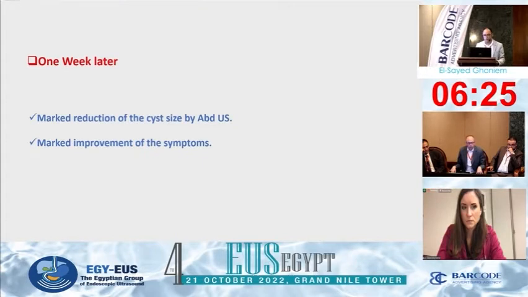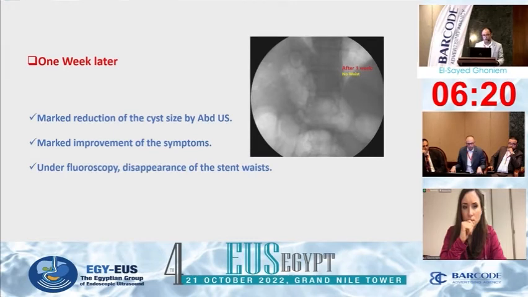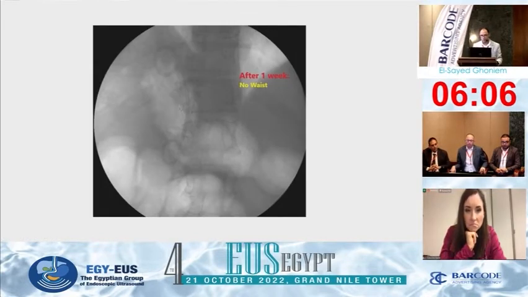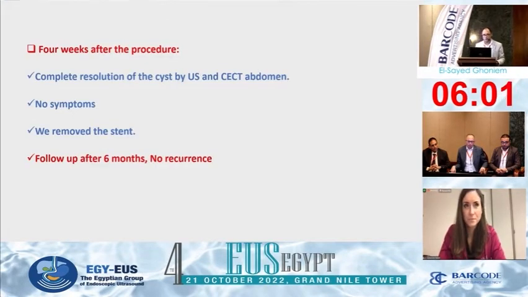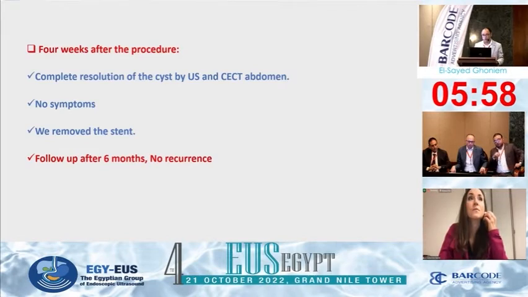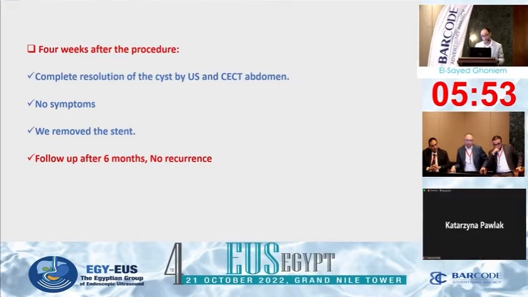One week later, there is marked reduction of the cyst and improvement of the patient's symptoms and no complication. And under fluoroscopy, we have no waist. The tubular stent appears as one size like this photo. Okay. 3 weeks later, we do CT. There is disappearance of the cyst and no symptoms. We removed the stent and put a double pigtail stent in the cavity. After 6 months, there is no recurrence of the cyst.